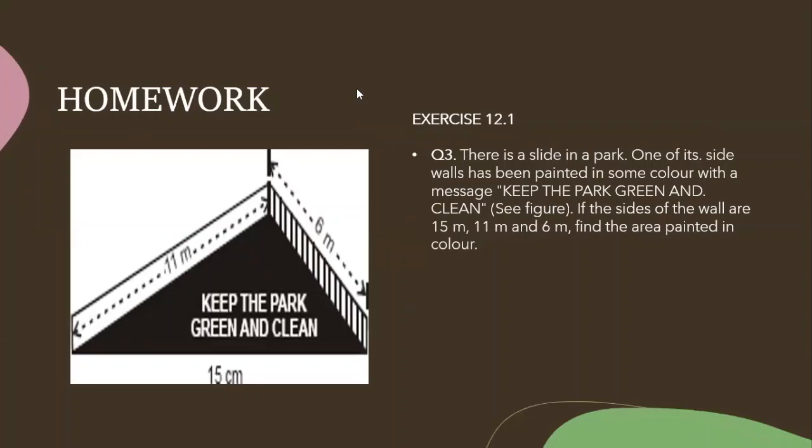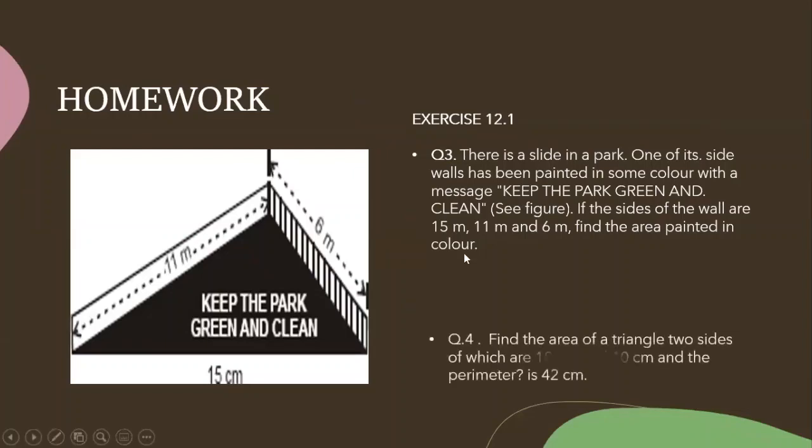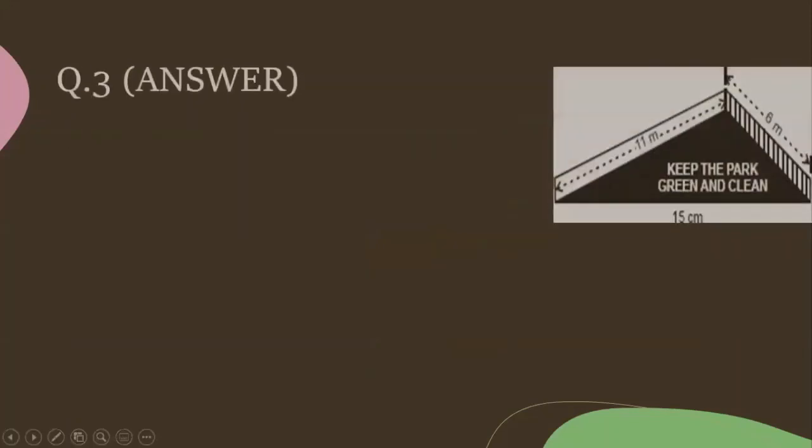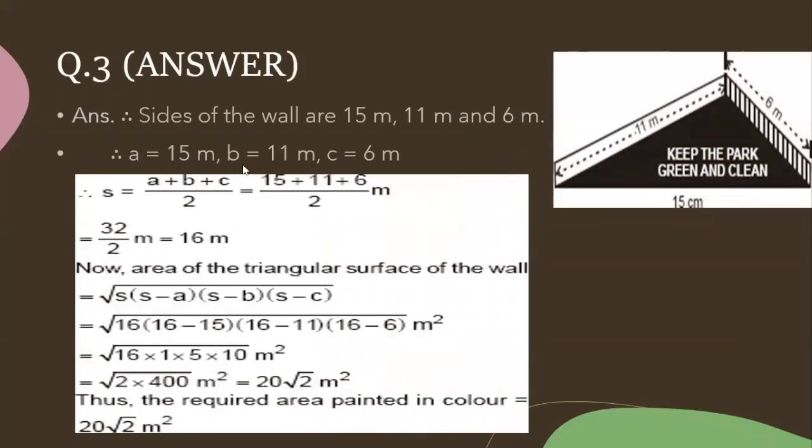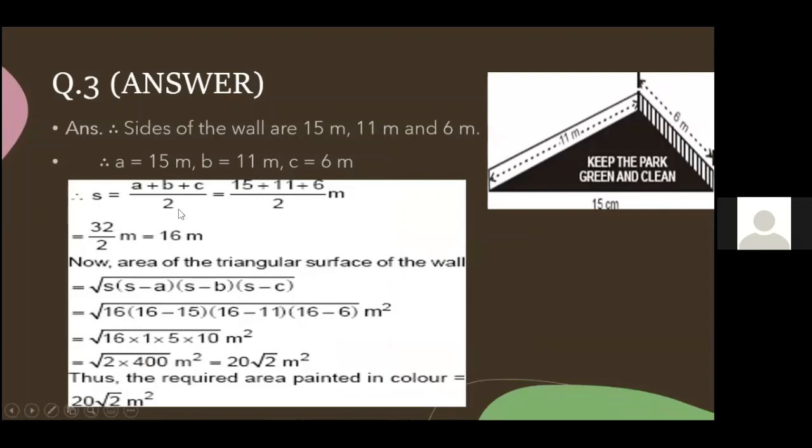So in this one, on the fourth question I gave, find the area of a triangle, two sides of which are 18 centimeter and 20 centimeter, and I gave the perimeter of the particular triangle. Yes or no, children? So we'll see the third question answer. Third question answer, three sides, 15 meter, 11 meter, and 6 meter.